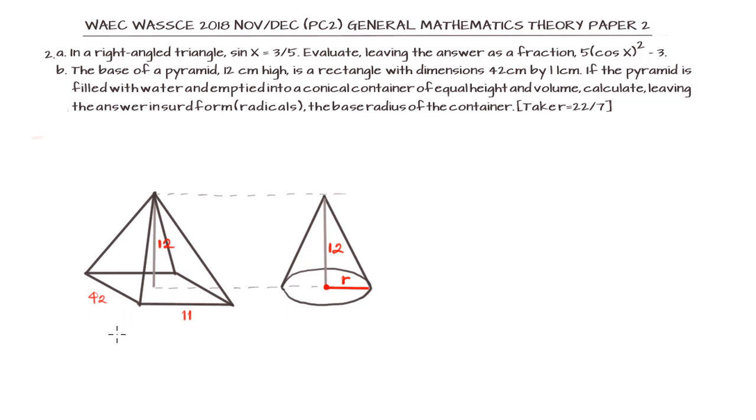But we are noting that both the pyramid and the conical container, they have the same volume. Not just only the same height, they have the same volume. So the volume of pyramid we have been given to be also equal to the volume of the conical container. So what is the volume of a pyramid and what is the volume of a cone? If we can express these two volumes and equate them together, we'll be able to find the radius of our conical container.